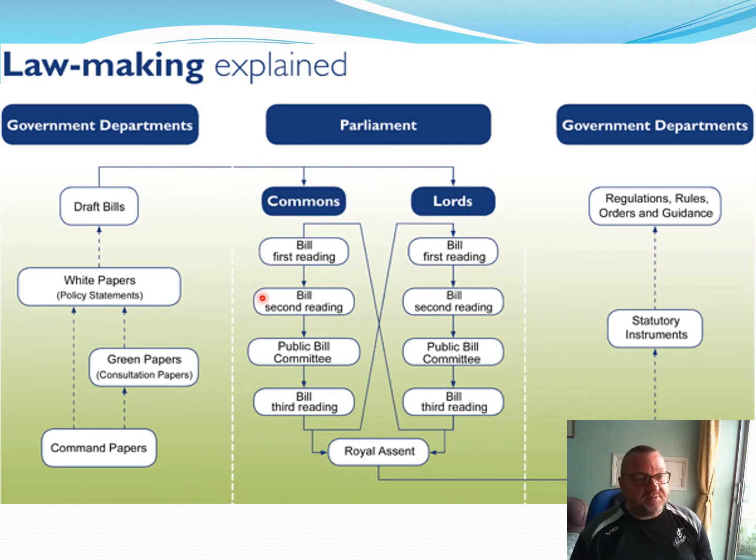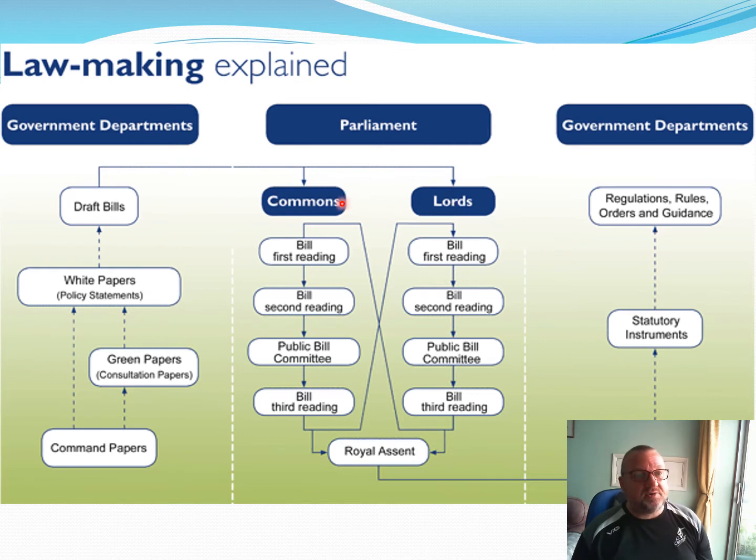Once that has happened twice, both in the House of Commons and in House of Lords, it moves to royal assent. The Queen signs it off, and then basically it moves from commencement order to statutory instruments, and it becomes a law. So really, from your point of view, you just need to know green paper, white paper.